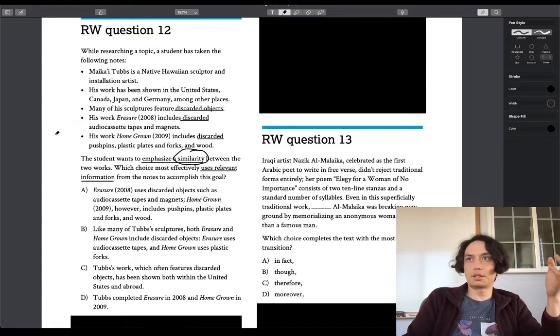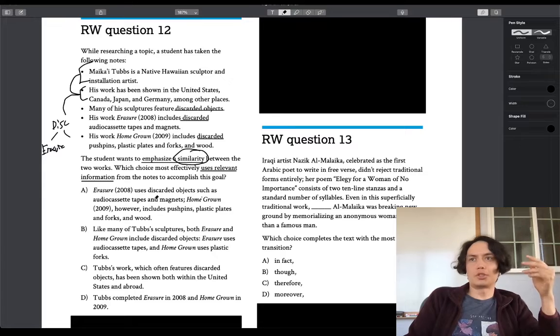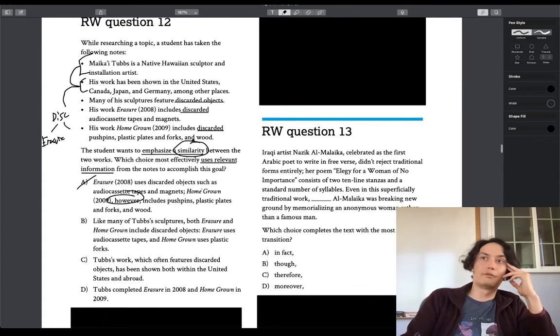So the right answer choice is going to use relevant information from the notes. It's going to be like, this dude whose work is shown in a lot of different places uses discarded objects. For example, these two works both use discarded objects. All right, Erasure uses discarded objects such as these things. Homegrown, however, wrong, not a similarity. Oh yeah, this is emphasizing the difference between them. Oh, they use different things. So it's wrong because it's not emphasizing a similarity.